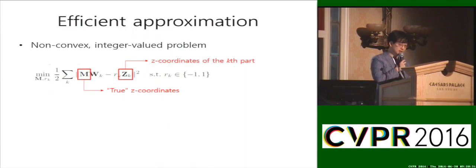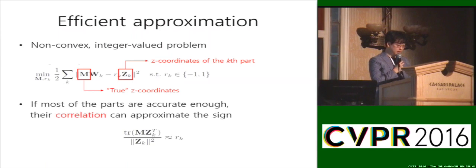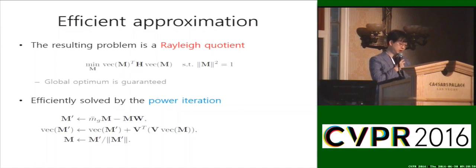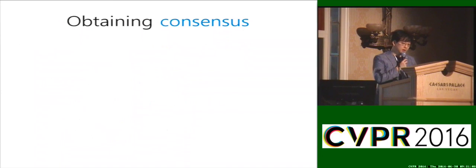This basically minimizes the difference across the reconstructions. Here we propose to assume that most of the parts are accurate enough, then the correlation is low-rank. If we substitute this into our problem, it becomes a matrix decomposition, and this can be solved efficiently. Now we can derive consensus from these.